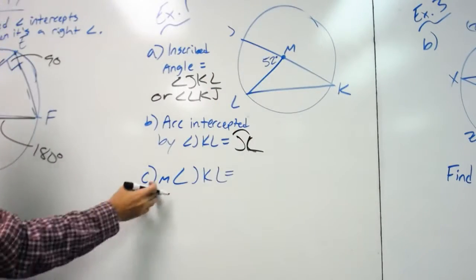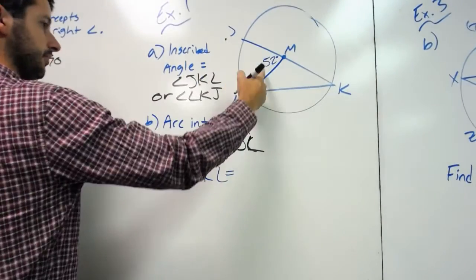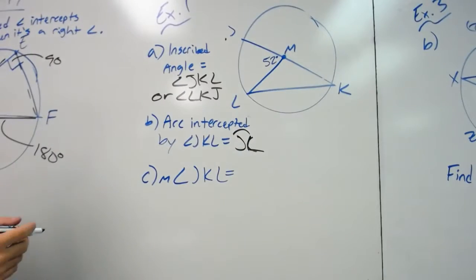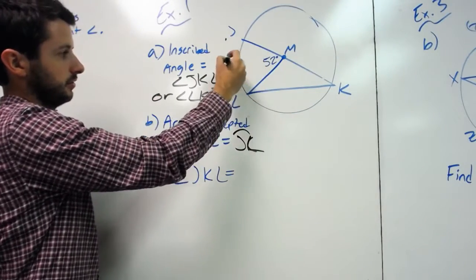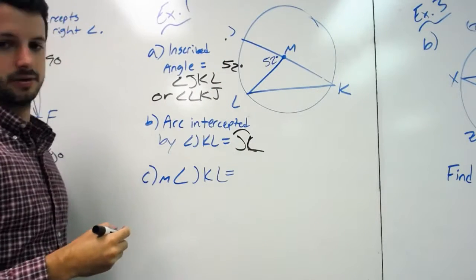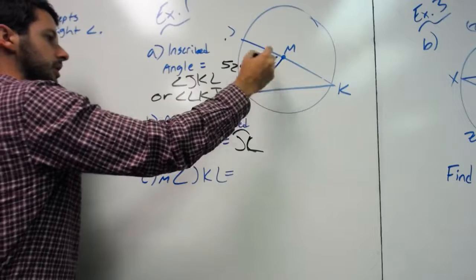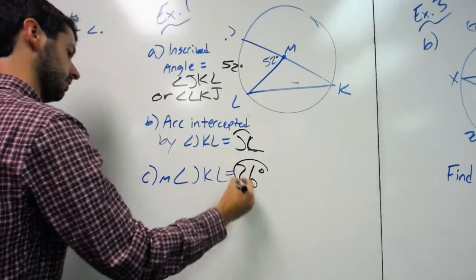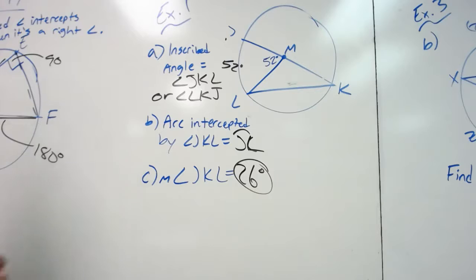There's the intercepted arc. And then finally it wants to know the measure of angle JKL. Well, we know JML is 52. How can we go from here to angle JKL? JML is a central angle, so remember, central angles are always the same measure as the arc. And so if this is 52, we know JKL is half of that. So 1/2 of 52 would be 26 degrees. Therefore, an inscribed angle is half of a central angle.